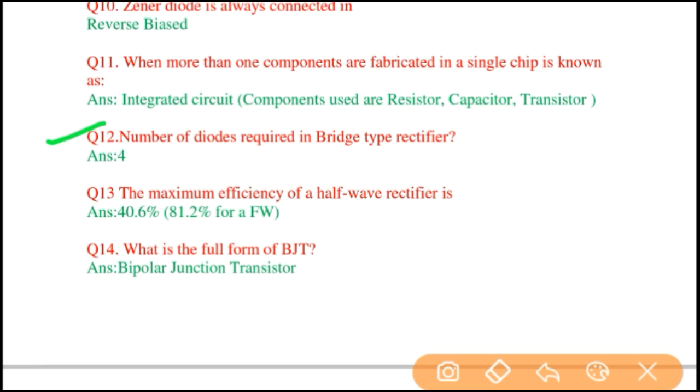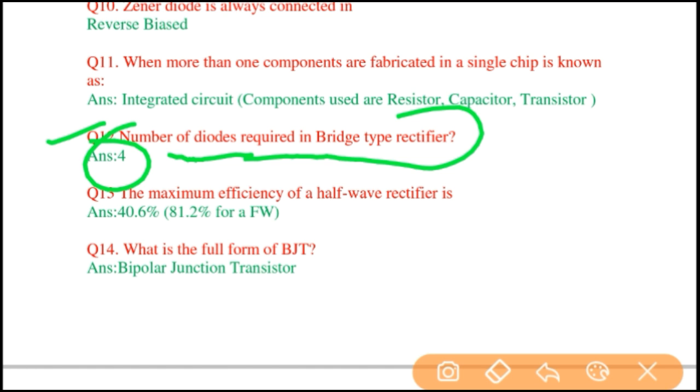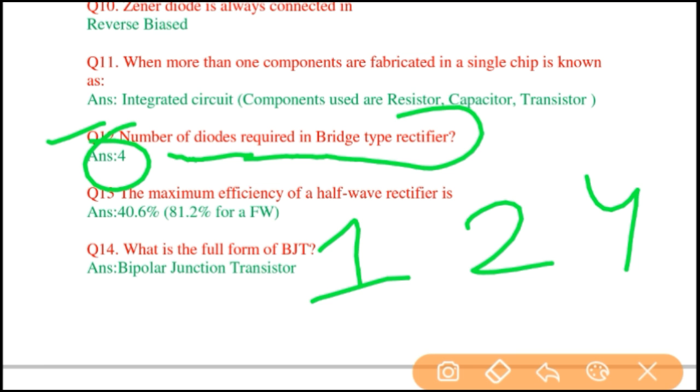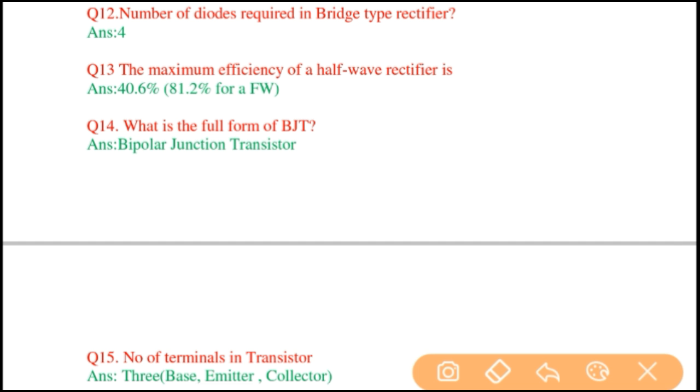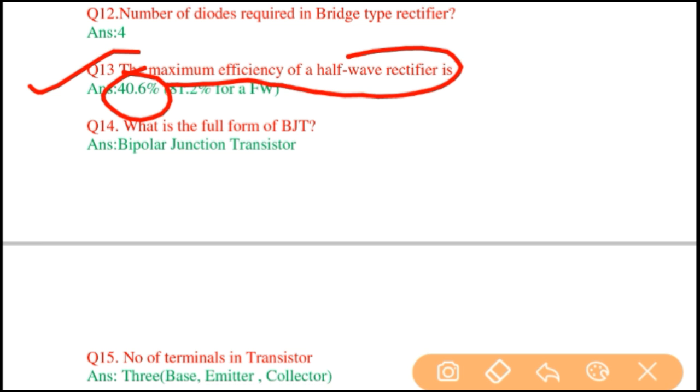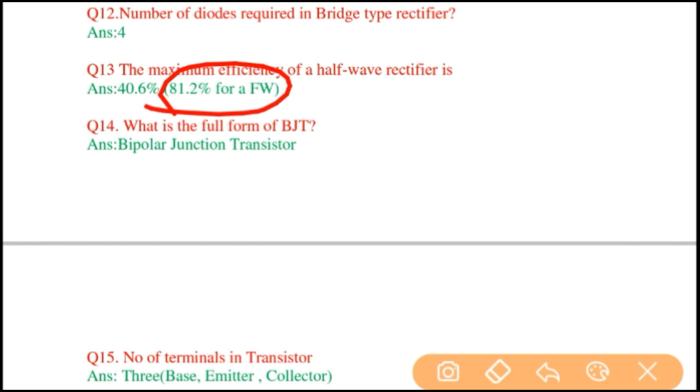Coming to the next question, the number of diodes required in a bridge type rectifier is 4. For a half wave rectifier, 1 diode is used. For a center tap full wave rectifier, 2 diodes are used. For a bridge type, 4 diodes are used. In the next question, the maximum efficiency of a half wave rectifier is 40.6% and for a full wave it is 81.2%.